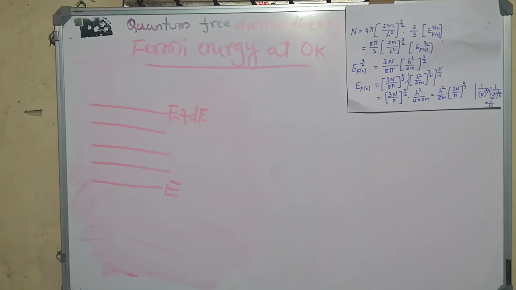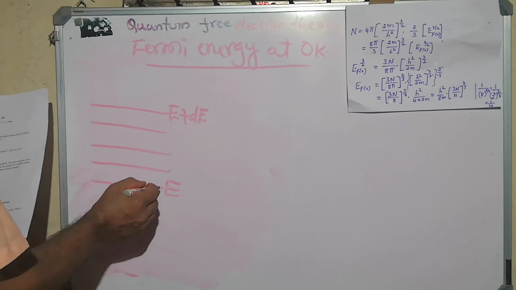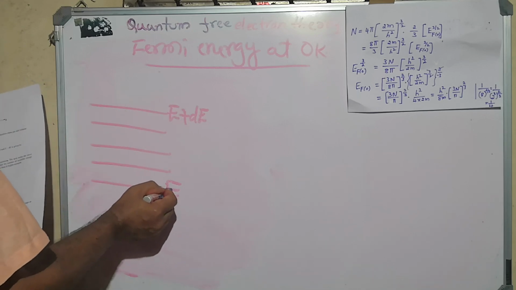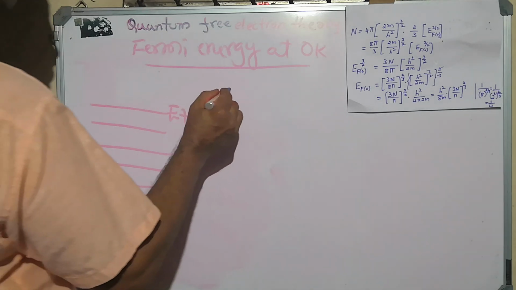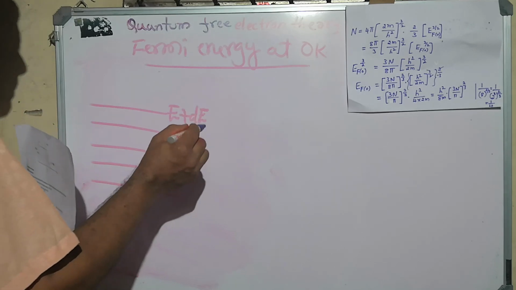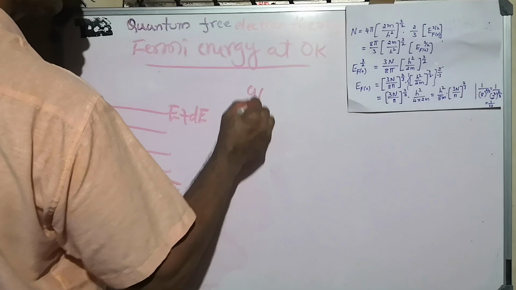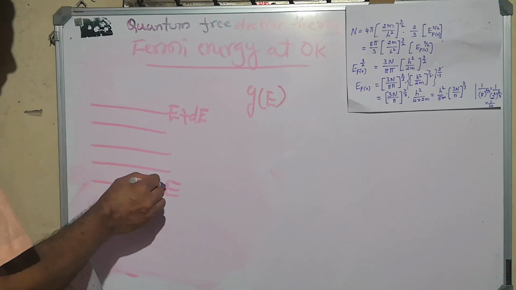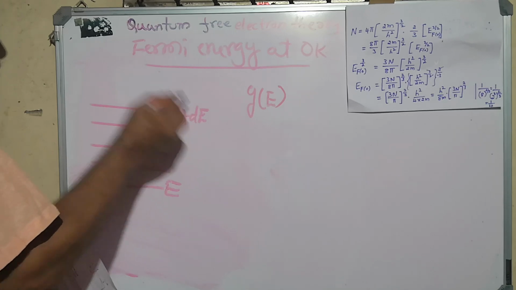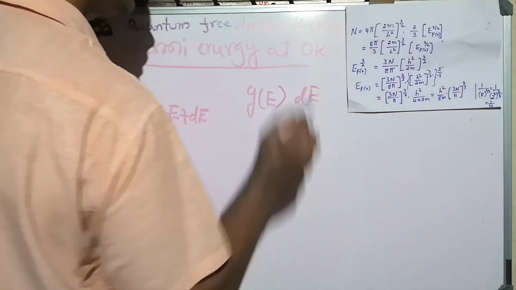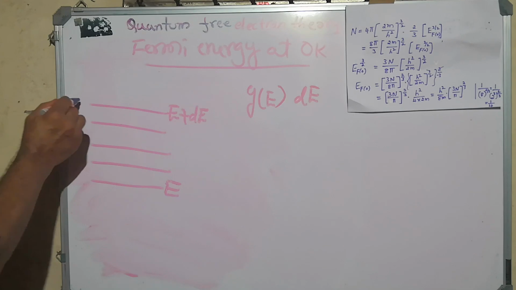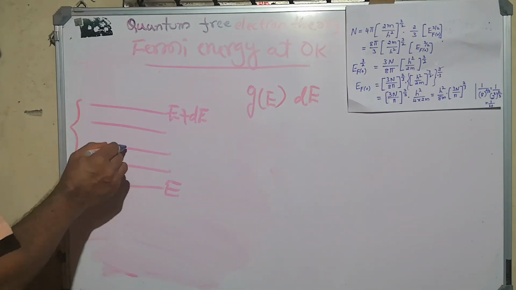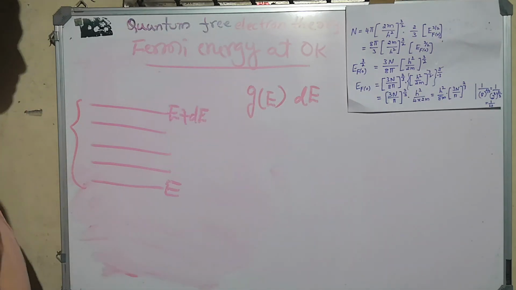Now, as you know, the number of available energy states, that is, how many chairs are available for the occupation of the electrons between E and E plus dE, is nothing but the density of energy states, G of E. As already discussed, the number of available energy states between the energy levels E and E plus dE is G of E into dE. So in this energy range, the available chairs for the occupation of electrons is G of E into dE.